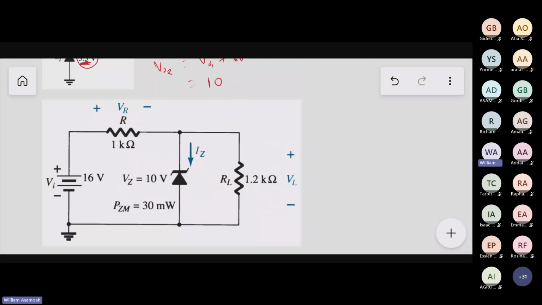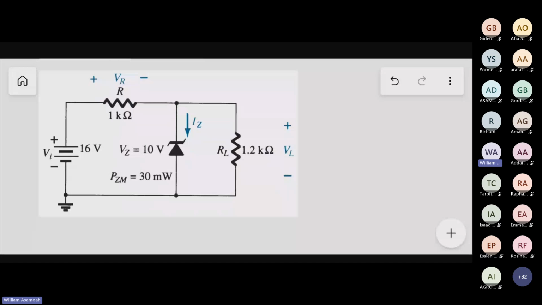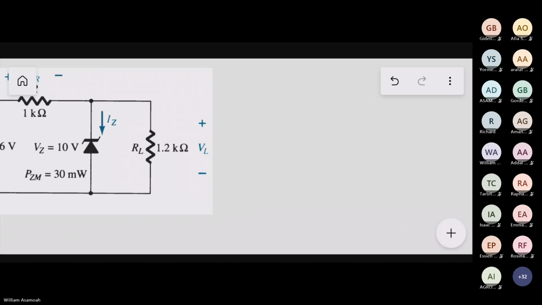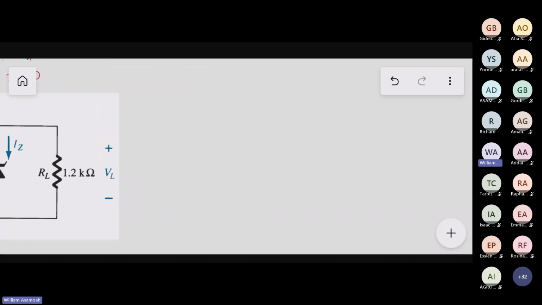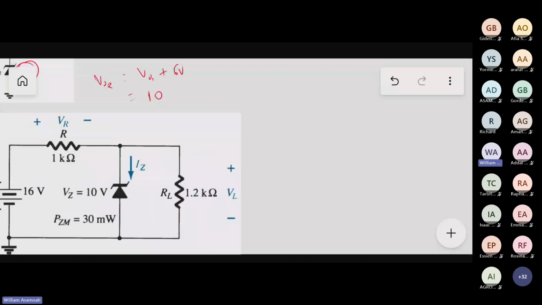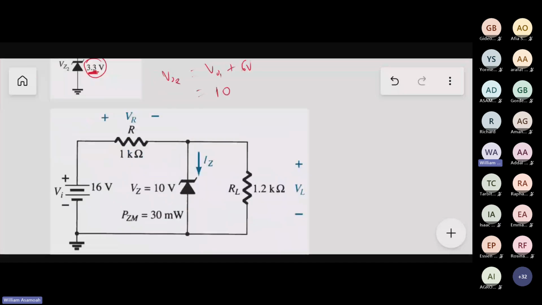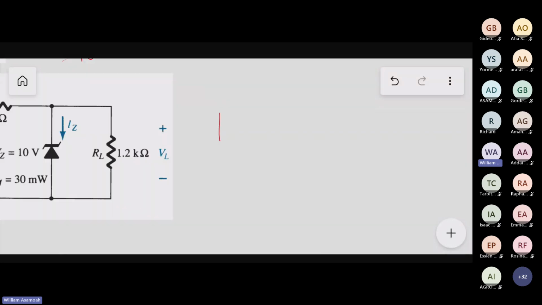So let's analyze this circuit. We said this Zener diode is a 10 volt Zener diode. To analyze it, first act as if there is no Zener diode there. You redraw the circuit without the Zener, because we want to see if the Zener diode will conduct or not. Mind you, this is a voltage divider. Without the Zener diode, I just have a voltage divider here.